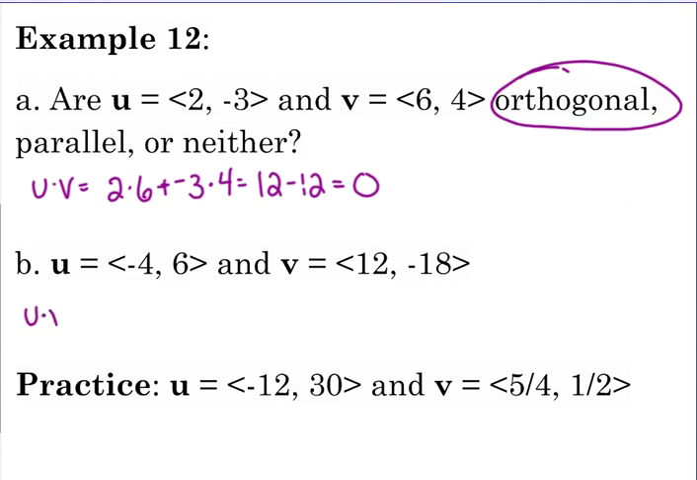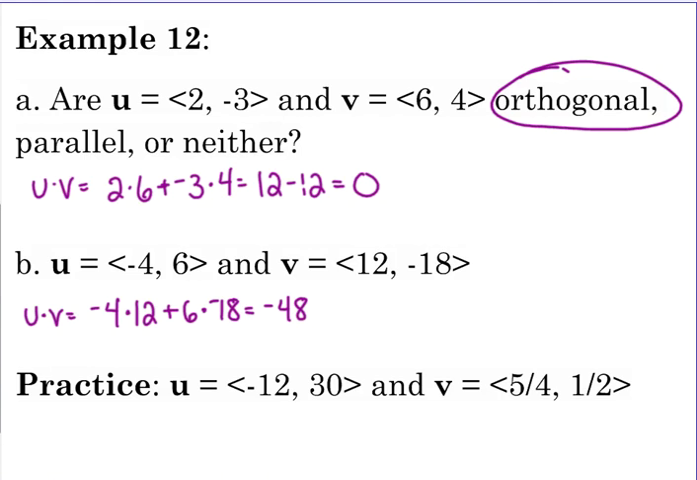All right, let's look at B. Let's find the dot product. Negative 4 times 12 plus 6 times negative 18. That's negative 48, and I don't know what 6 times 18 is without using my calculator, but I know it's not positive 48, right? So I know they're not orthogonal.